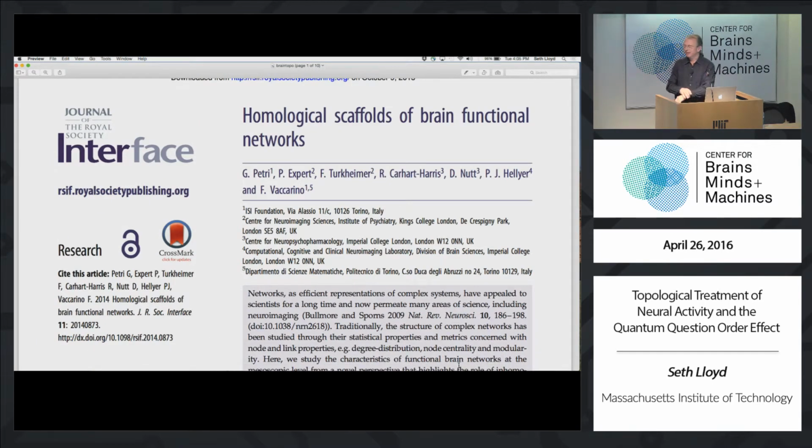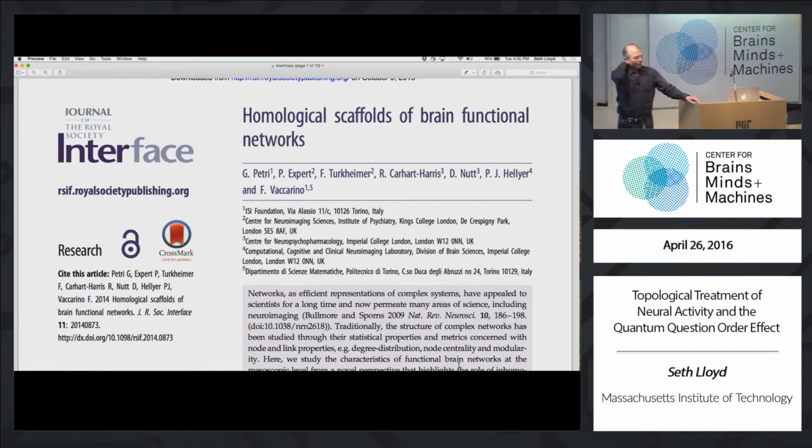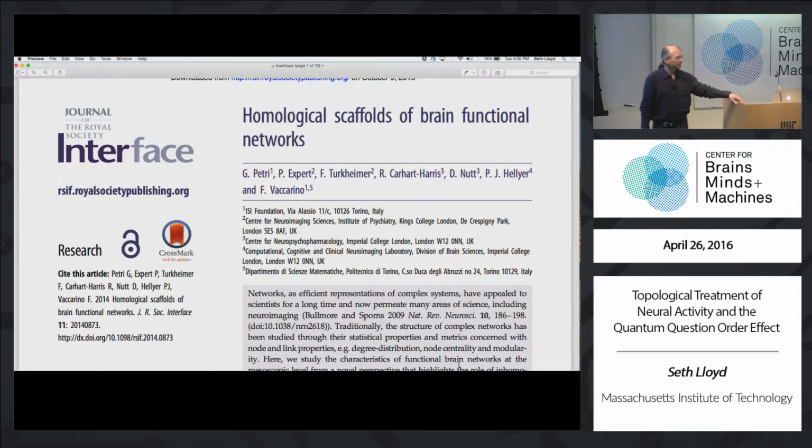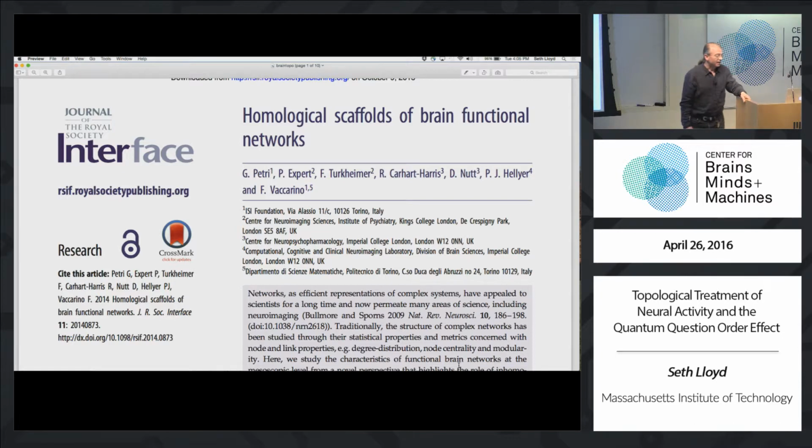Which is, as Tomaso said, I work primarily on quantum mechanics and on quantum computers. And I've been doing a lot of work on quantum algorithms for machine learning over the last few years to figure out new ways of trying to analyze data quantum mechanically. And one of these algorithms is to analyze topological features of data.